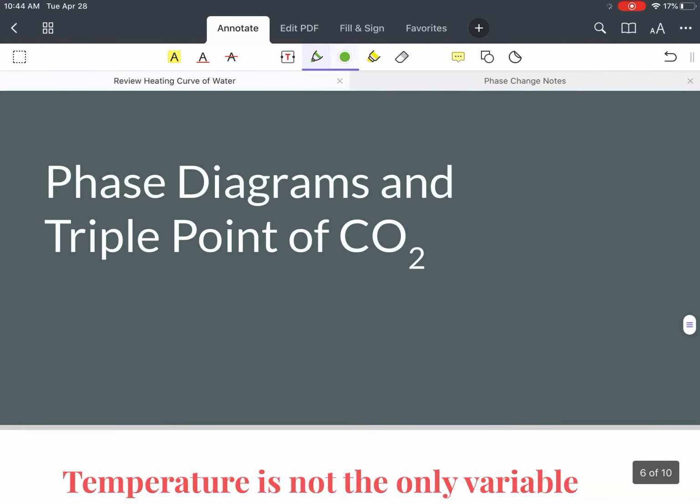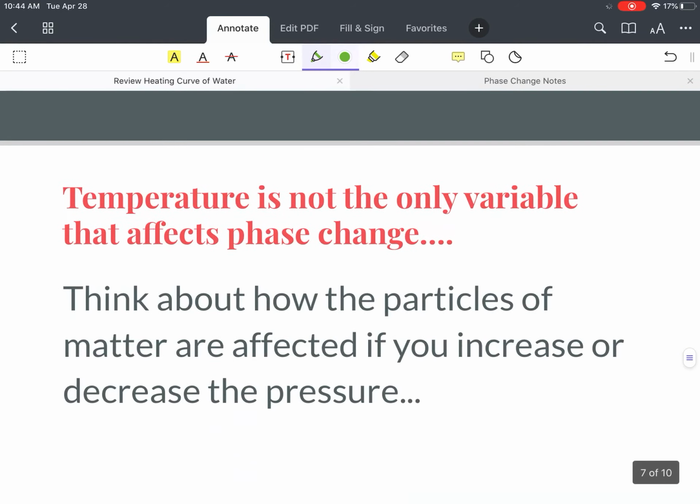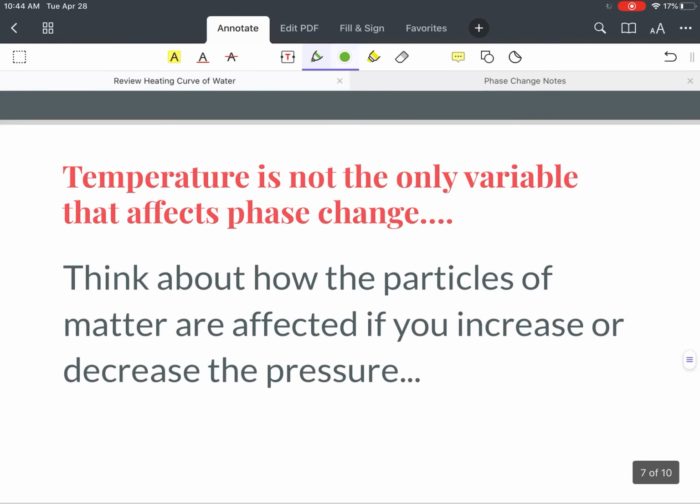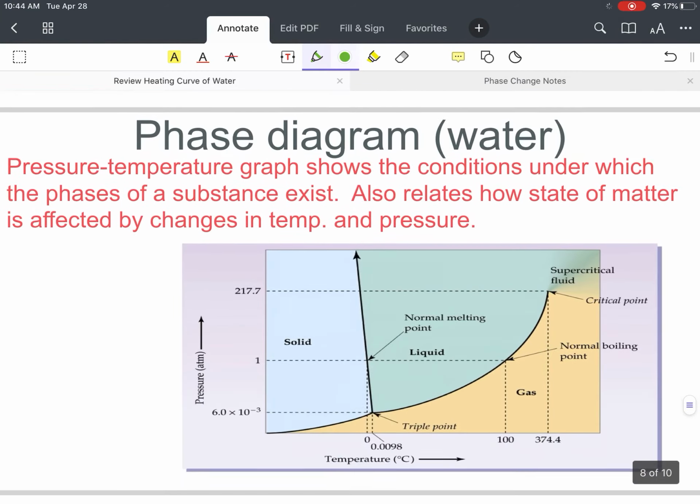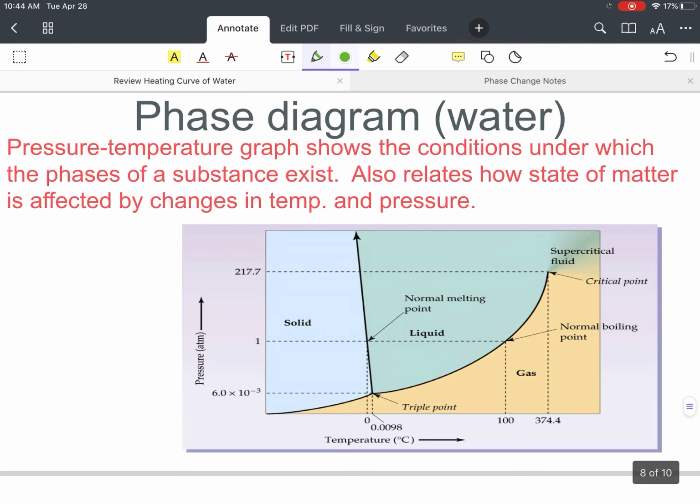The last thing is what we call the triple point of CO2. Sometimes it's also called a phase diagram. Really what we're looking at in this graph is that temperature is not the only thing that can affect a phase change. We can also see that pressure can. This graph looks a little weird, but I've got temperature down here on the bottom, and I've got pressure over here on my y-axis. So I can see how different phases occur as I change my pressure.